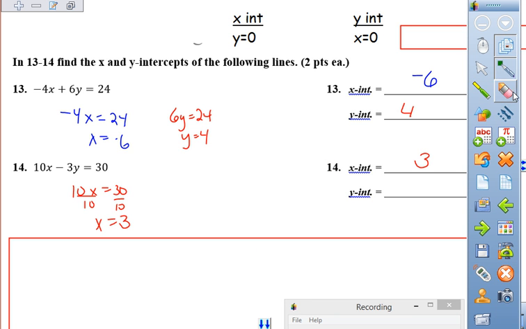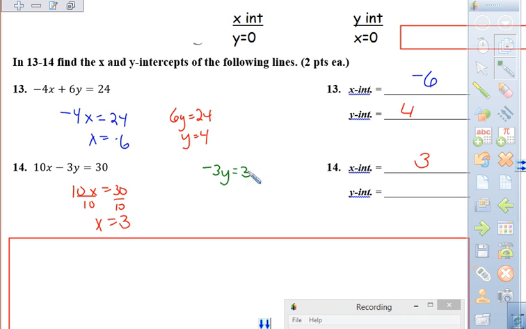For our y-intercept, we're going to plug 0 in for x, so 10 times 0 is 0, and I get negative 3y equals 30. Divide by a negative 3, so y is equal to negative 10.